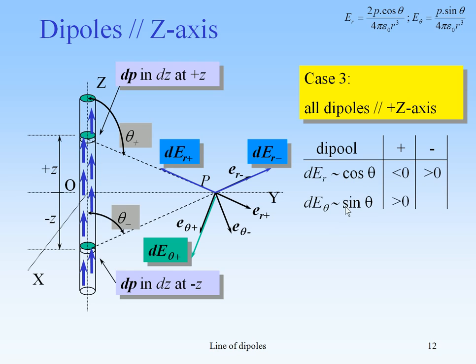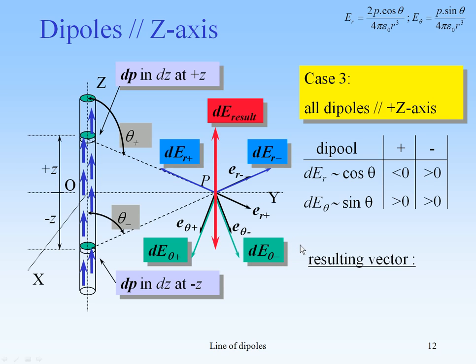And for the sine, we have the situation that the sine is positive here, because this is the sine of pi over 2 plus theta, and this sign is also positive here. And this means that the resulting vector will be in the z direction.